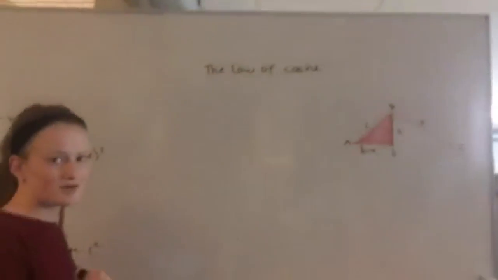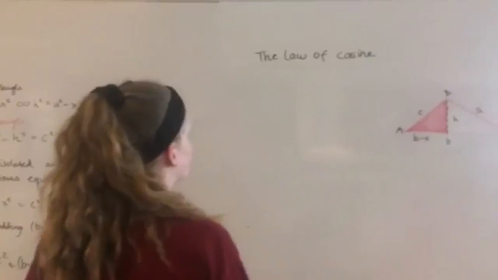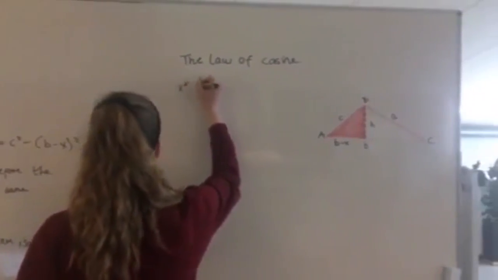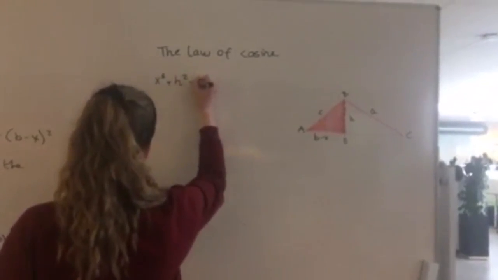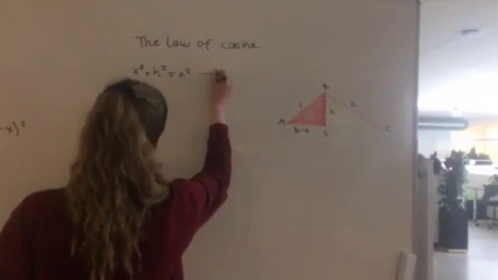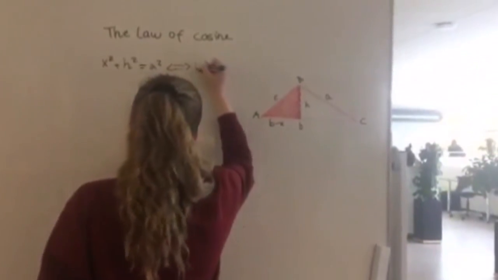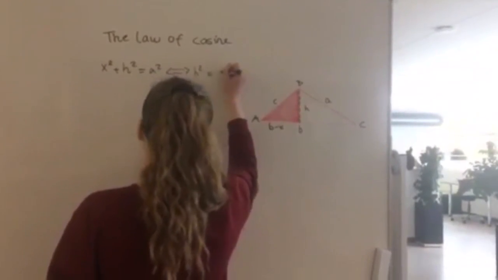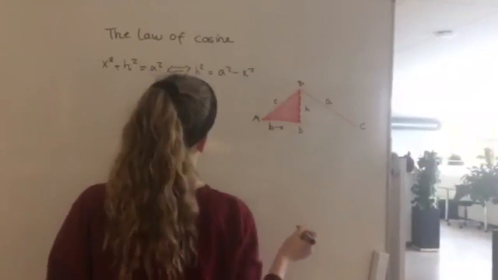We'd like to prove the law of cosine, and we're going to use a triangle to prove it. So first, we're going to write this formula. We have x to the power of 2 plus h to the power of 2 equals a to the power of 2, and that is the same as h to the power of 2 equals a to the power of 2 minus x to the power of 2.